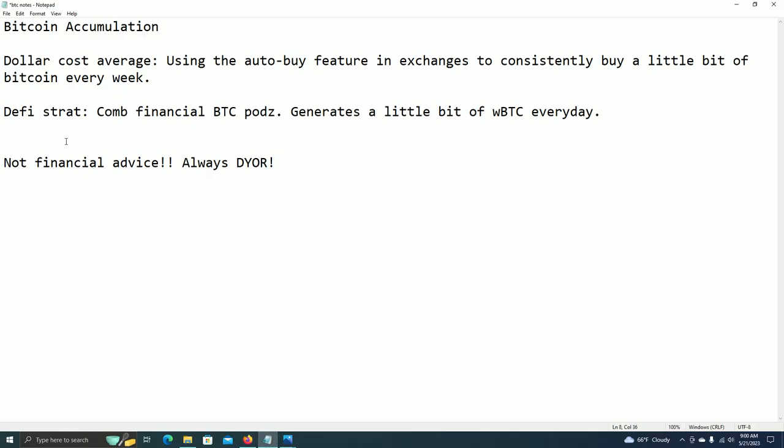Now, I do have another strategy. This is a DeFi-related strategy. In a previous video, I may have mentioned this earlier, but it's Comb Financial, which is a project on the Phantom Network. They have this service called Pods, and basically there are four tokens that they pay out in: Bitcoin, Ethereum, AVAX, and let's see, what was the other one? Oh, Phantom. This might change; they might add more, but as of now, this is how many tokens they pay out in. I have a few Bitcoin Pods, and essentially what that does is it generates a little bit of wrapped Bitcoin every day.